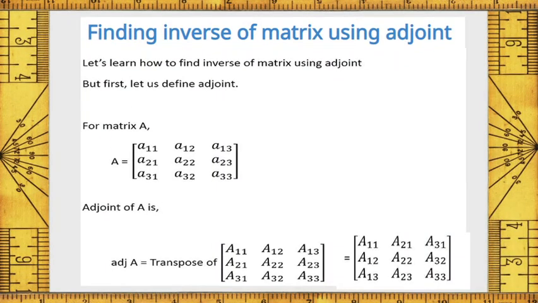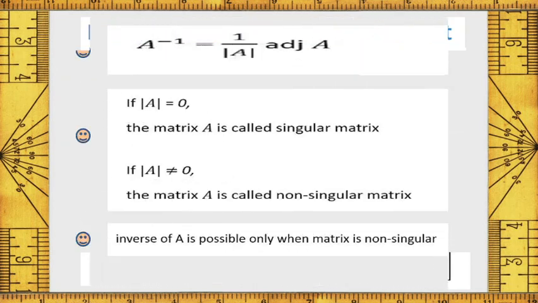Then the next important topic that we did is finding inverse using adjoint. So what is adjoint? First of all, adjoint is the transpose of the cofactor matrix, and inverse of any matrix A is equal to 1 upon determinant A into adjoint A. But inverse is only possible when we have a non-singular matrix. And what do we mean by non-singular matrix? If determinant A is equal to 0, then we call it a singular matrix, and if it is not equal to 0, then we call it a non-singular matrix.